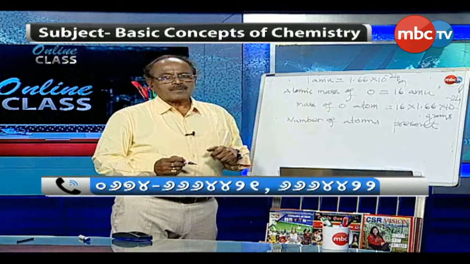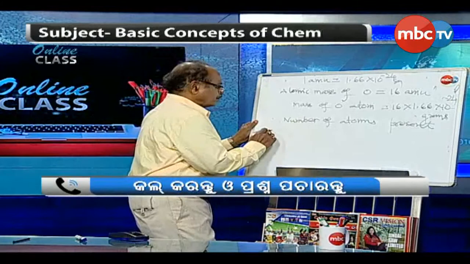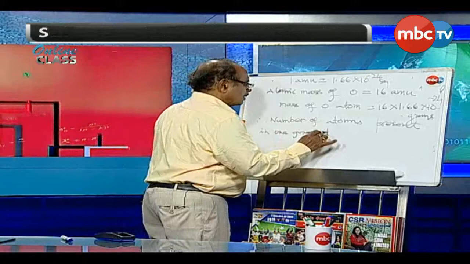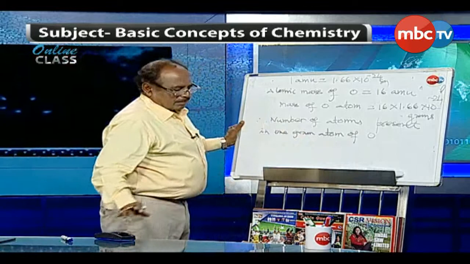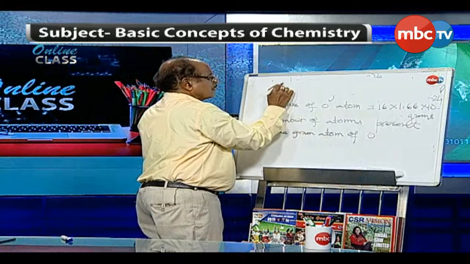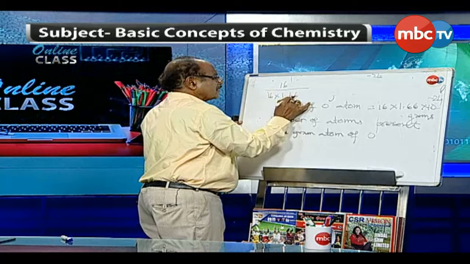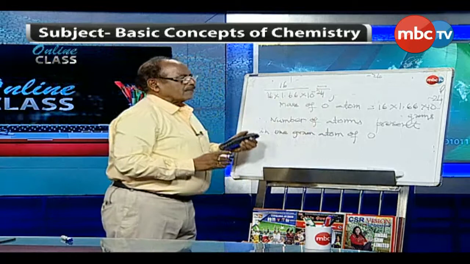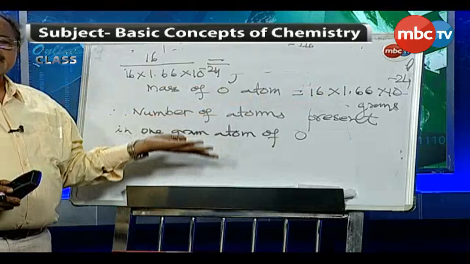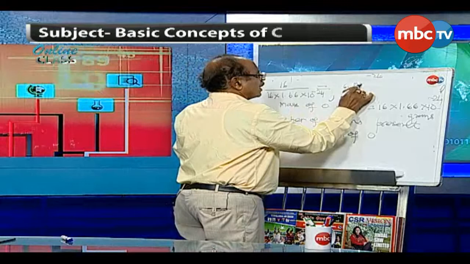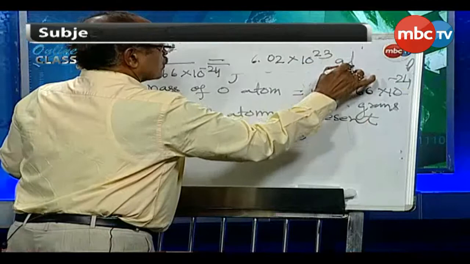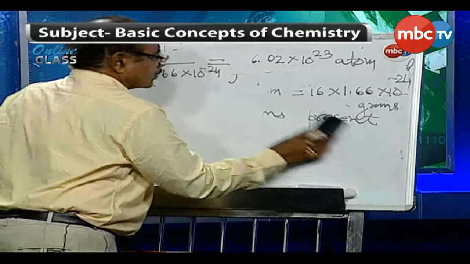The mass of an oxygen atom is 16 into 1.66 into 10 to the power minus 24 grams. So, the number of atoms present in 1 gram atom of oxygen will be 16 by 16 into 1.66 into 10 to the power minus 24. So 16 grams of oxygen contains this many atoms. If you calculate, it comes to 6.02 into 10 to the power 23 atoms. So 1 gram atom of oxygen contains 6.02 into 10 to the power 23 atoms.